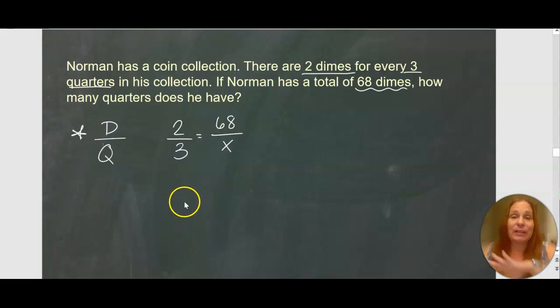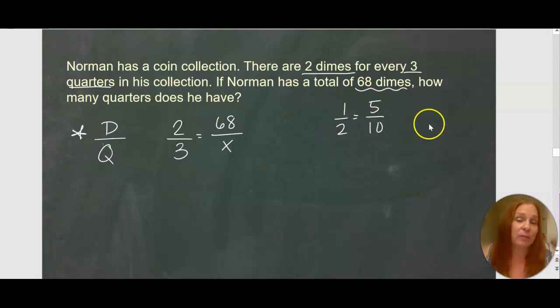Okay, now let me talk about a property of proportions really quickly, and then we'll come back to this problem. The proportion that I gave you in the beginning was, for example, 1/2 equals 5/10, right? These are equivalent fractions. If I multiply the top and the bottom by 5, I get 5/10, right? Another property that you will see in every proportion is that the cross products are equal. Let me show you what that means.